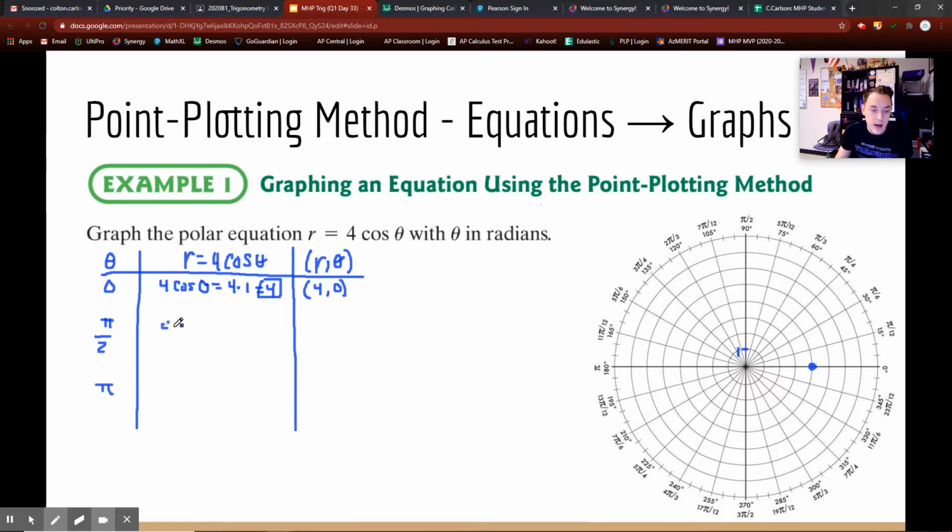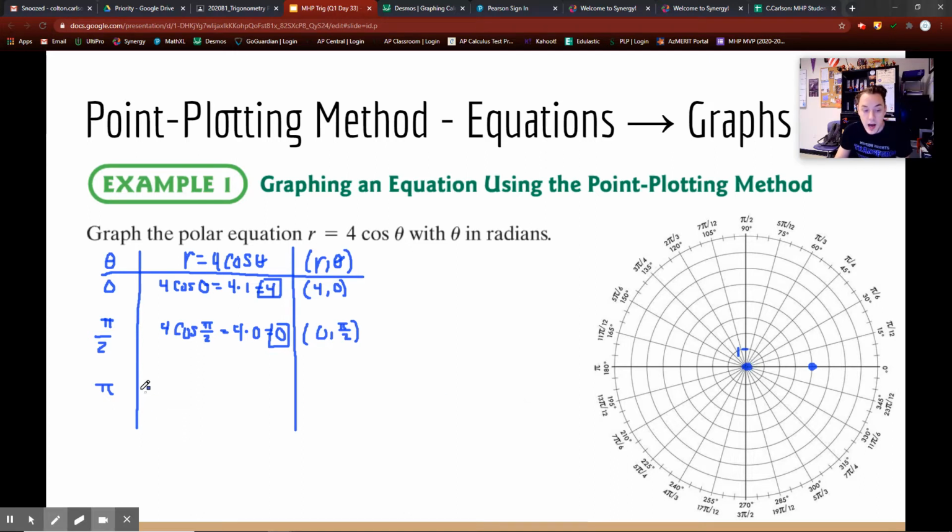Okay, let's do pi over 2. So if I plug in pi over 2, this is cosine of pi over 2. Cosine of pi over 2 is just 0. So this is 4 times 0, which is 0, which means my point is 0 and then pi over 2. So 0 for my r, but pi over 2, that means it's going to be literally just right here on the origin, just straight up.